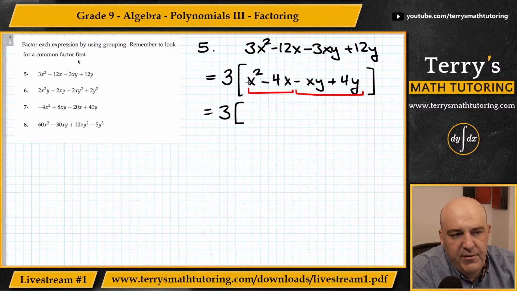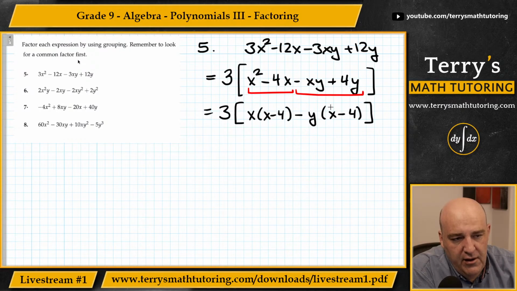So now we're doing grouping on the thing inside the brackets. We first did a common factor of 3, and then we're going to do grouping here. And we look at what's common there. That's an x. x times x minus 4. What's common there is a y. And then we get x minus 4. And then x minus 4 is the same, so we can pull that to the front.